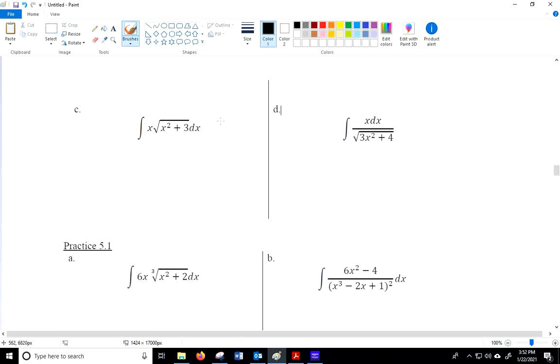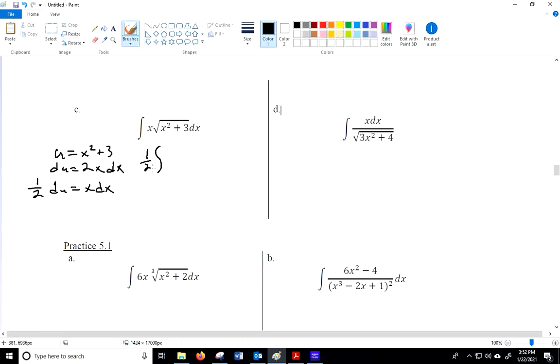All right, let's try letter C. The integral of x times the square root of x squared plus 3 dx. I'm going to let u equal x squared plus 3, making du equal to 2x dx. So I'll solve for the x dx by making 1/2 du equals x dx. Don't automatically divide by this number. Sometimes you'll find that that number helps because it's in the problem.